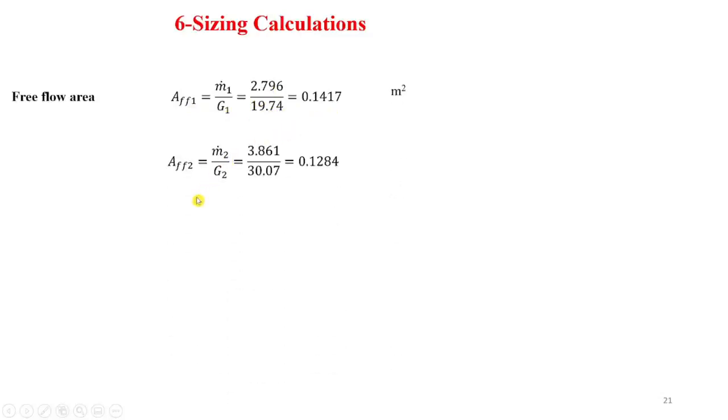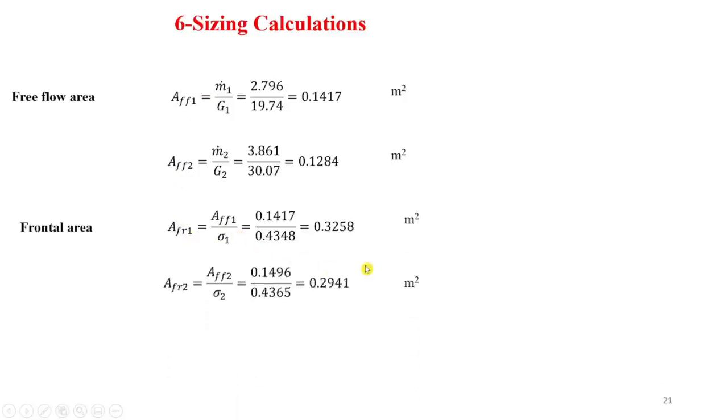The same thing is done for side 2. So this is the free flow area for side 1 and the free flow area for side 2. But we know sigma 1 and sigma 2, which are the free flow area divided by the frontal area. Since we know sigma and the free flow area for both sides, we can find the frontal area for side 1 and the frontal area for side 2. Once we know this, we also know the efficiencies.